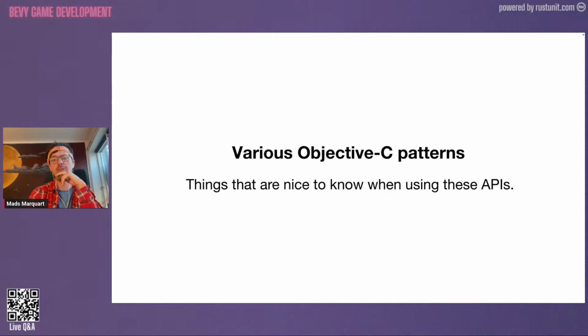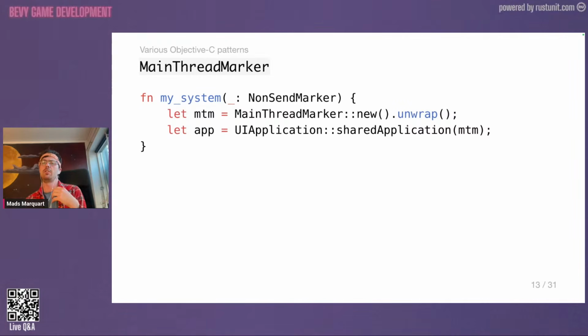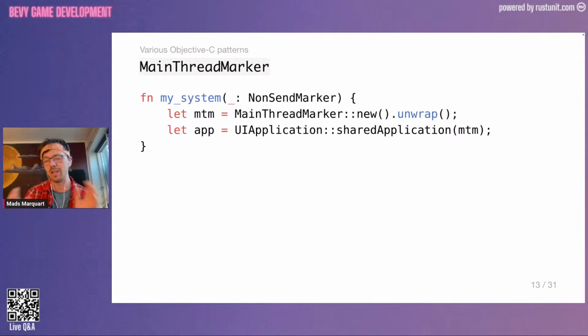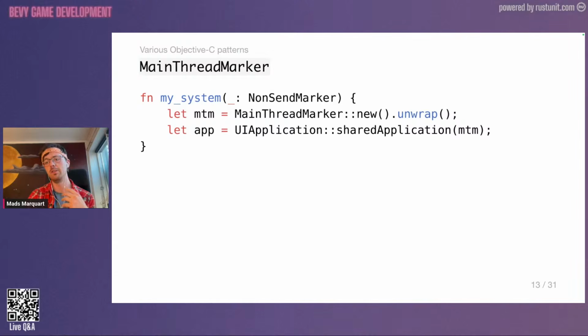Now I'll show you a few things that are useful to know about Objective-C, a few more things to make it easier for you to really get into how to do this properly. So in Objective-C, a lot of things must be accessed on the main thread. It's not safe to access them from any thread. It must be single threaded. So in Bevy, we would use this NonSendMarker system parameter to tell the scheduler that we need to run this system on the main thread. We're doing this in the example.